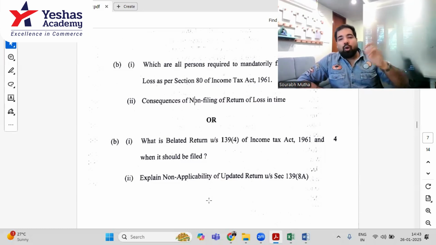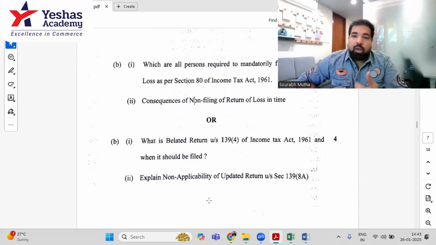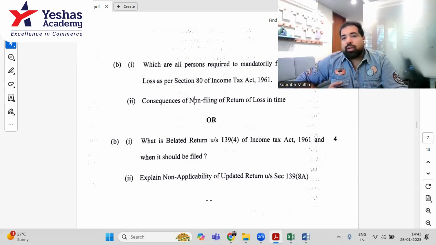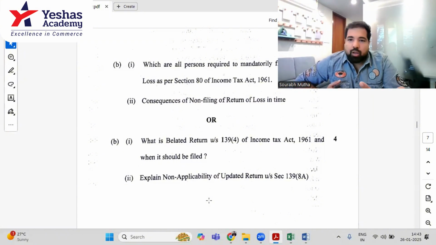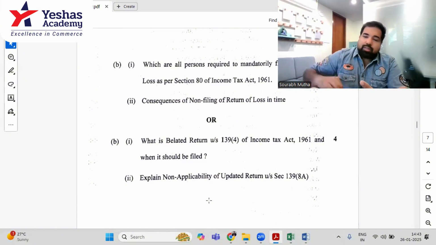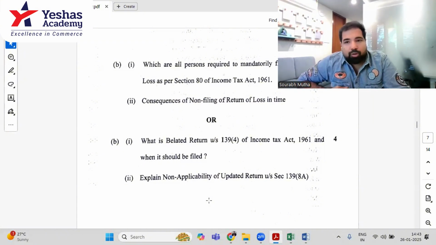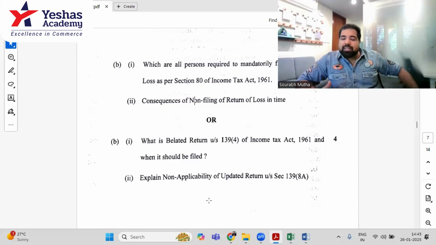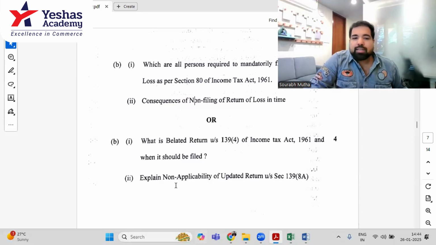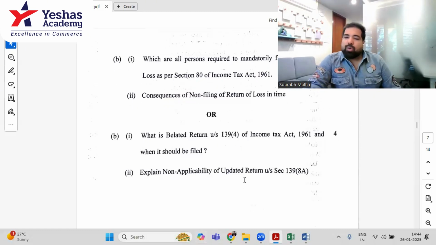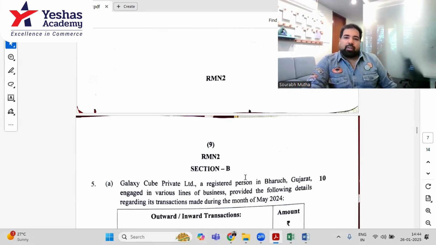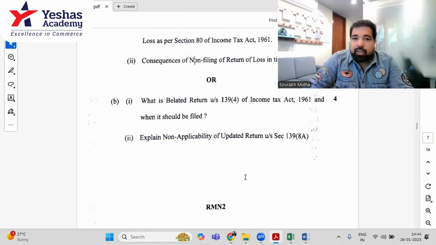So when can you not file an updated return? First, whenever you want to reduce your income, you cannot file an updated return. Whenever you want to increase your losses, again, good for you, bad for the government, you cannot file an updated return. And whenever you want to reduce your taxes or increase your refunds, in these 3-4 cases, you cannot file an updated return. Again, for 2 marks, this is a great question. And this is 139(8A), updated return. This is your DT part.